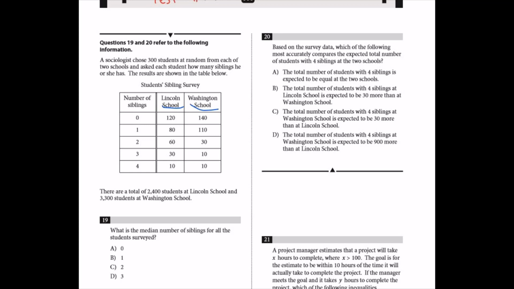So all the students surveyed are 300 students here, if you add them up, and 300 students here, if you add them up. And out of 600 students, what is the median number of siblings?